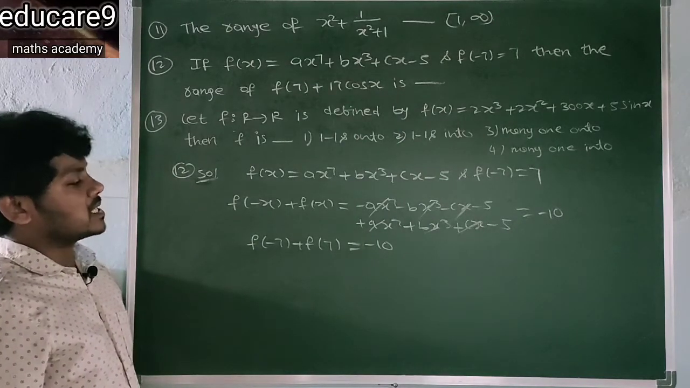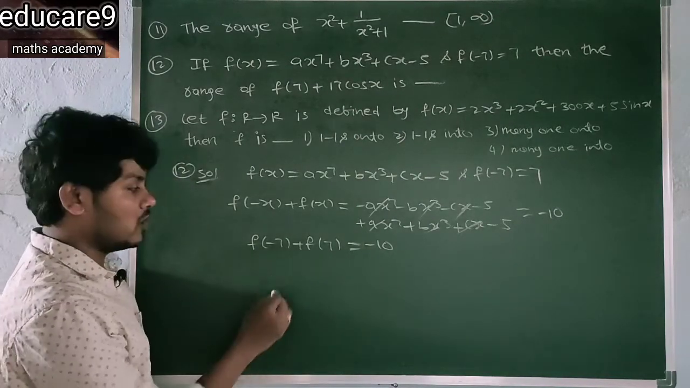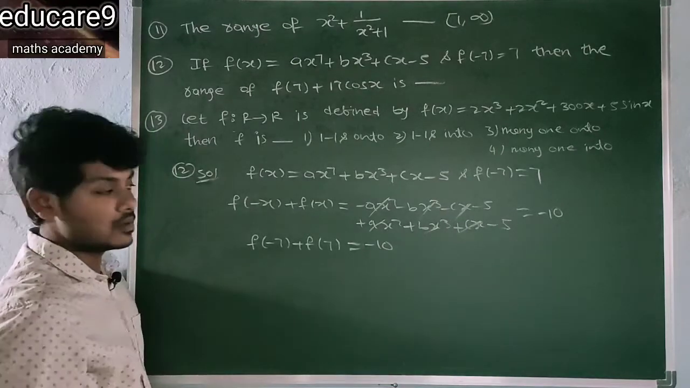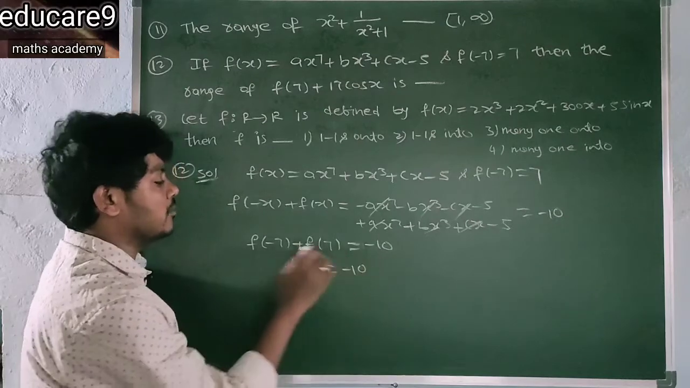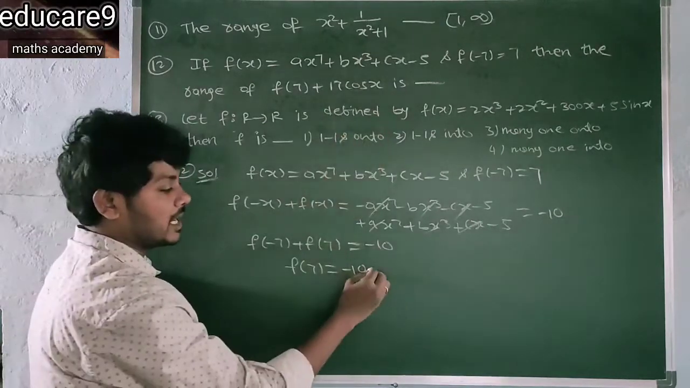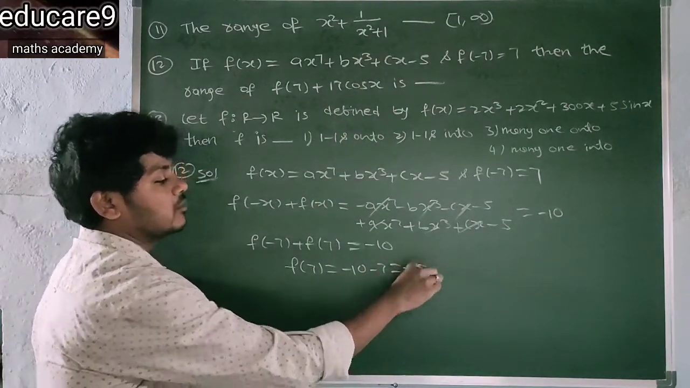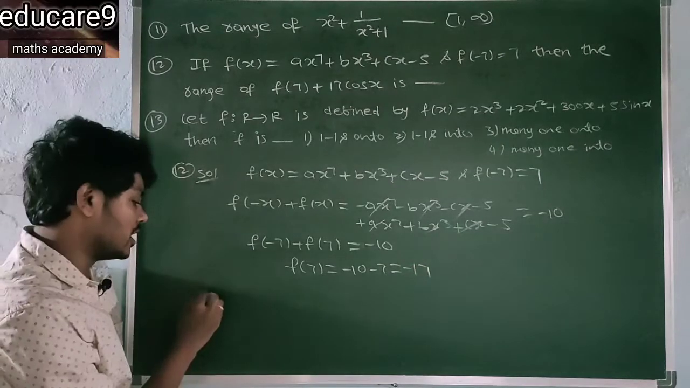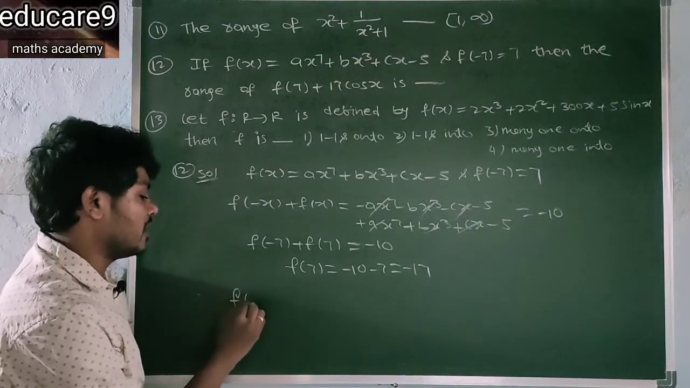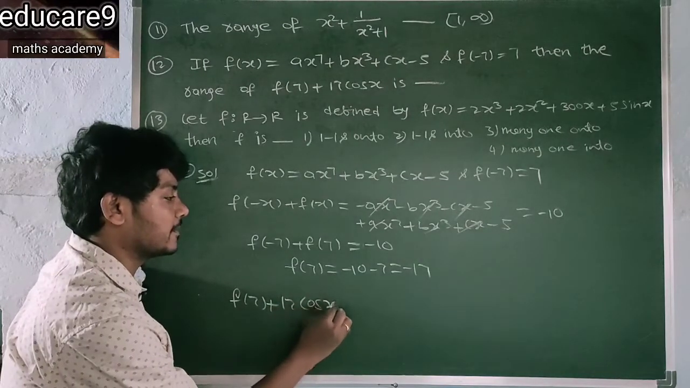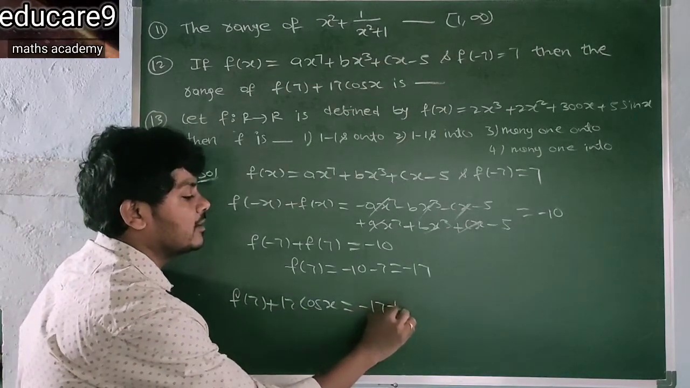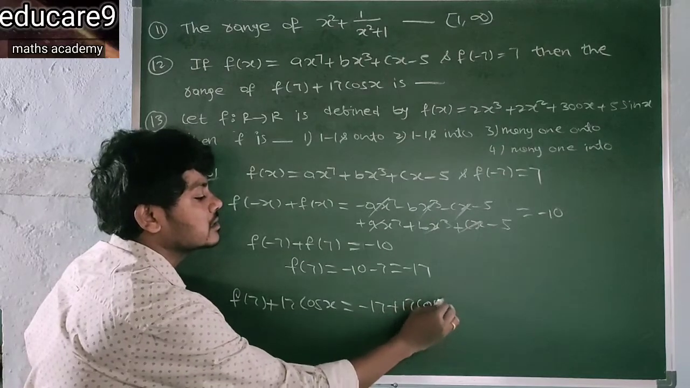Now from this, what is f of 7 value? Minus 10 minus f of minus 7, that is minus 7. So you get minus 17. So therefore f of x is minus 17 plus 17 cos x.